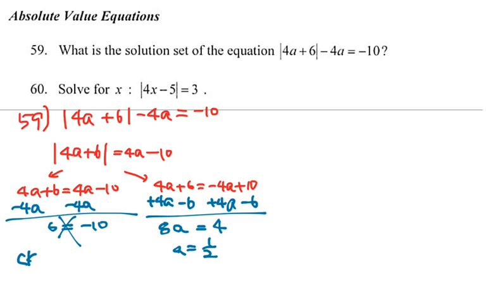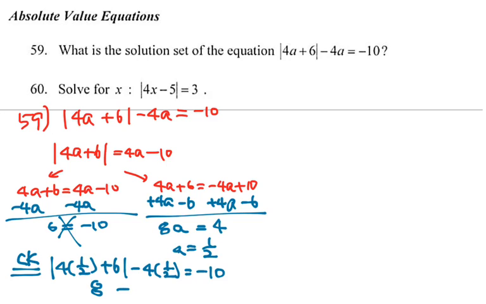Once you plug in 1/2 in place of a, then you will see something quite interesting. Is equal to negative 10. Now, when you simplify the values inside, 4 times 1/2 becomes 2. So 2 plus 6 becomes 8. And minus 4 times 1/2 becomes 2 once again. So 8 minus 2 equals negative 10. And that is not the case.